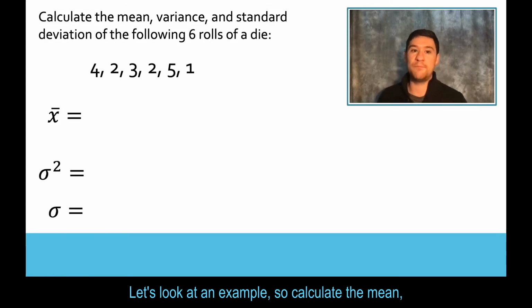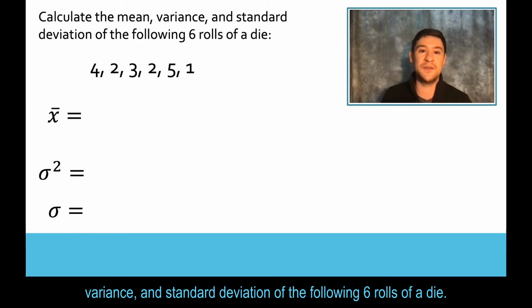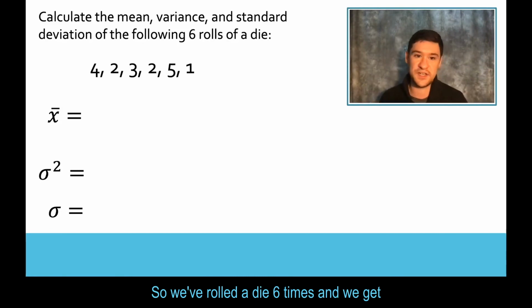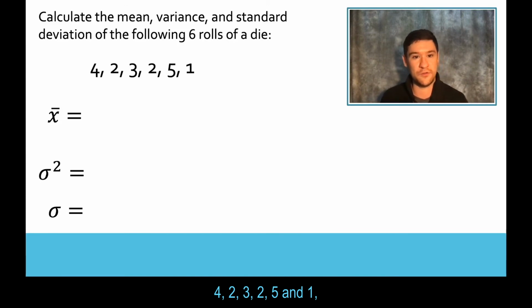Let's look at an example. So calculate the mean, variance and standard deviation of the following 6 rolls of a die. So we've rolled a die 6 times and we get 4, 2, 3, 2, 5 and 1.